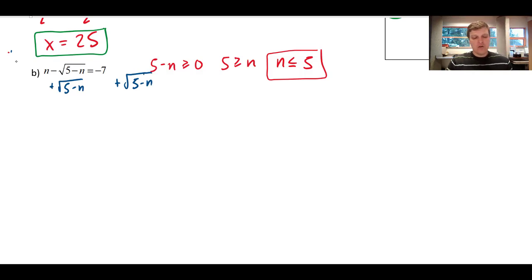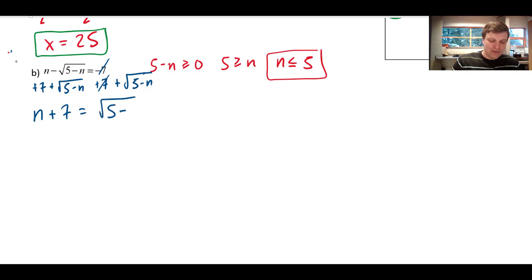Okay, and I'm moving that over because it's got a negative sign and I just prefer not to have it. So in addition to that, I'm also going to add 7 to both sides of the equation and see that those cancel out. So I'm going to get n plus 7 equals the square root of 5 minus n. All right, so my radical is isolated. This is what I've always wanted in life. And so now I can square both sides of the equation.